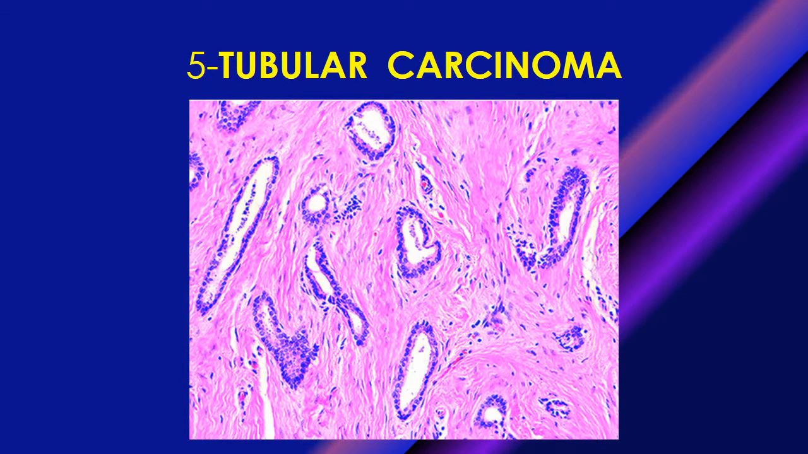Tubular carcinoma. Tubular carcinoma is almost always detected on mammography as a small irregular mass. The tumor cells, as in this picture, are arranged in well-formed tubules and have low-grade nuclei. In tubular carcinoma, lymph node metastases are rare and the prognosis is generally excellent.